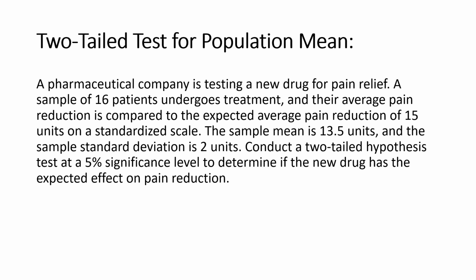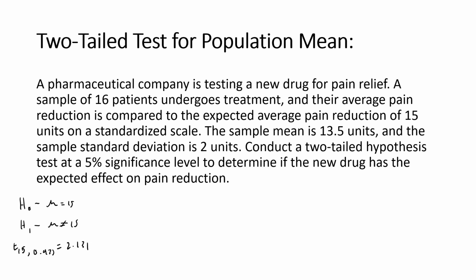pain reduction. We can use a t-test here, and we're not using a z-test because, again, sample size is less than 20, and we are using sample means and sample standard deviation. We start off with our hypothesis. H naught is that mu is equal to 15, which is our expected pain reduction, and H1 is mu is not equal to 15. We find our critical t value, which has 15 degrees of freedom, and is 0.975, and that gives us 2.131.